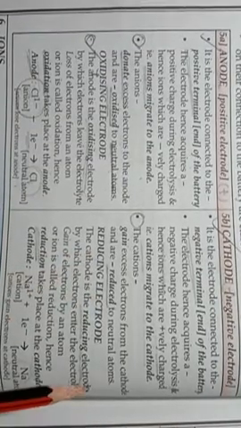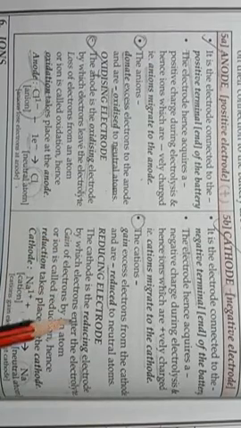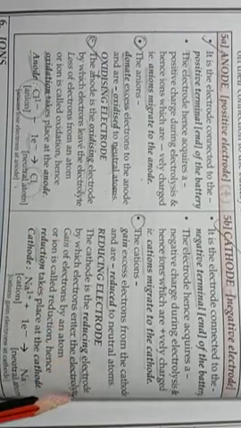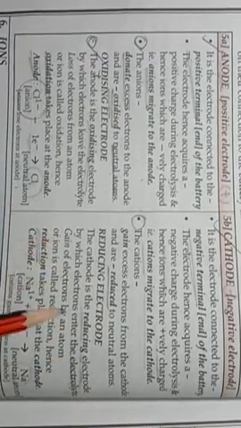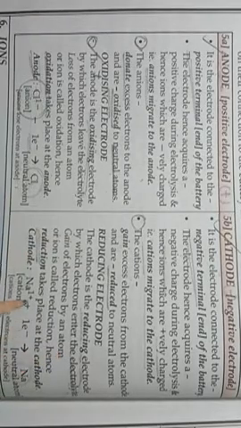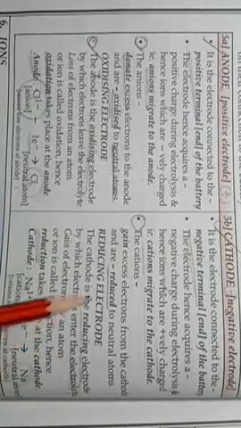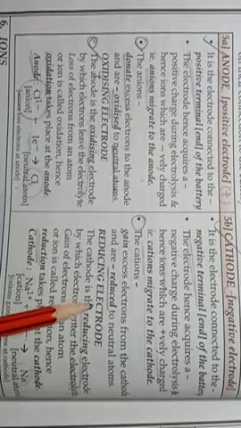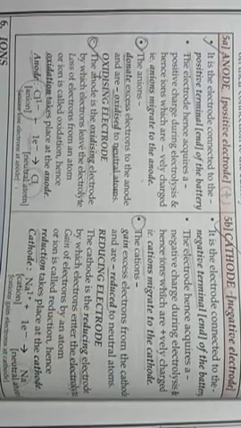Okay, reducing electrode by which electrons enter the electrolyte. So gain of electron is taking place here and overall reduction reaction is here. That is why cathode is the reducing electrode of the cell.